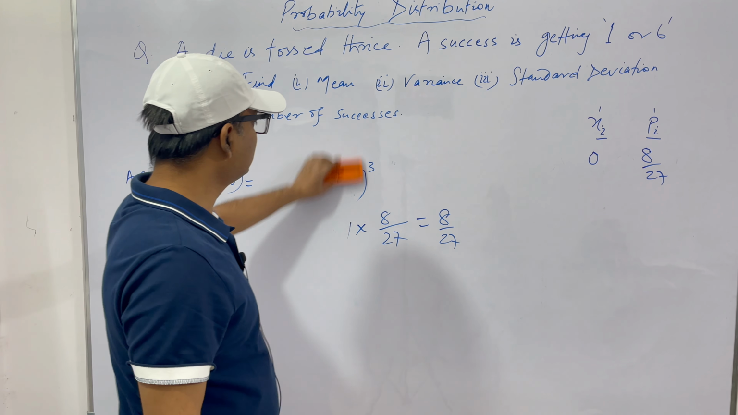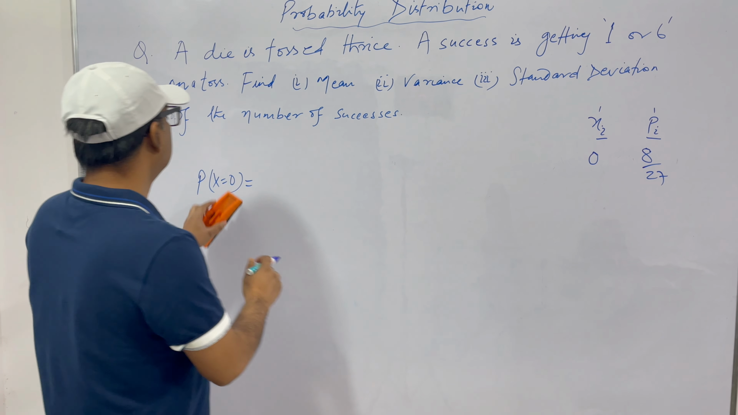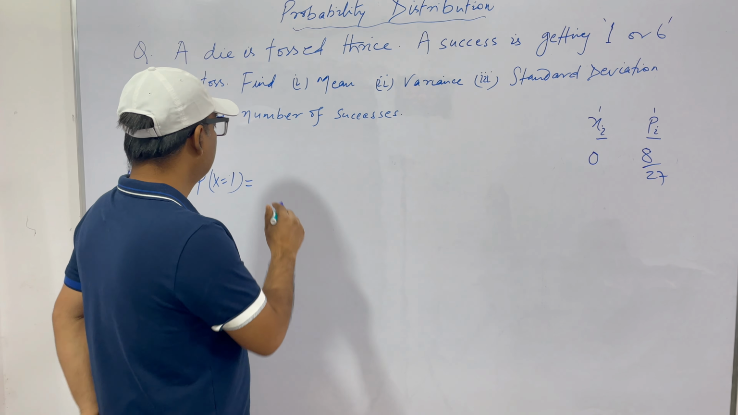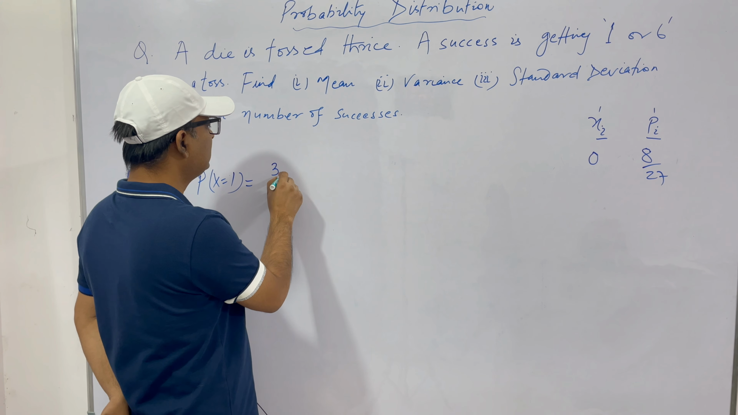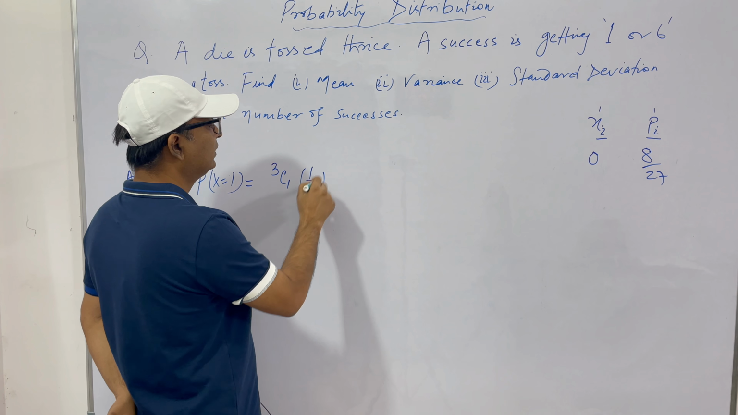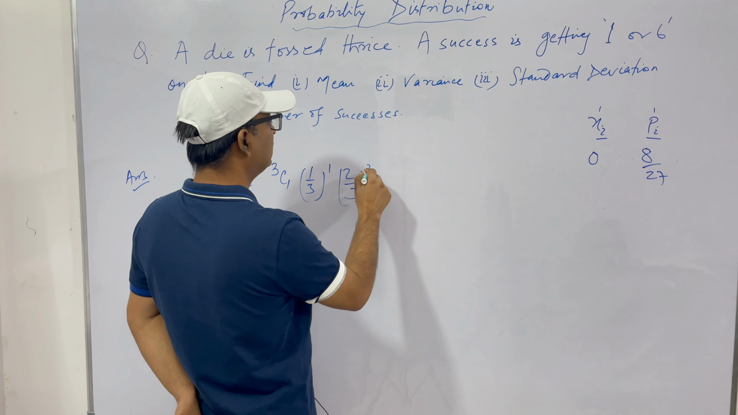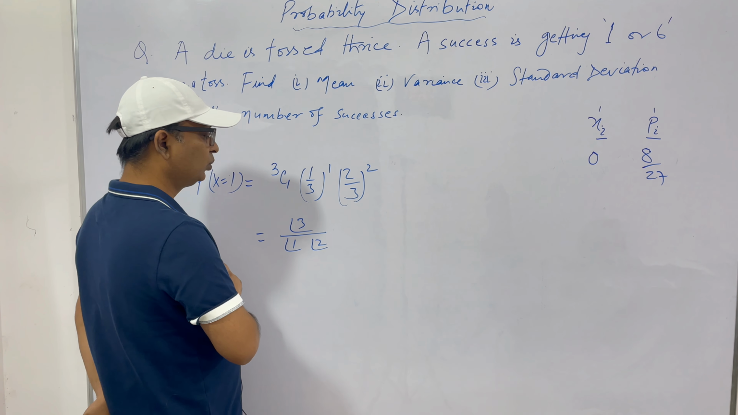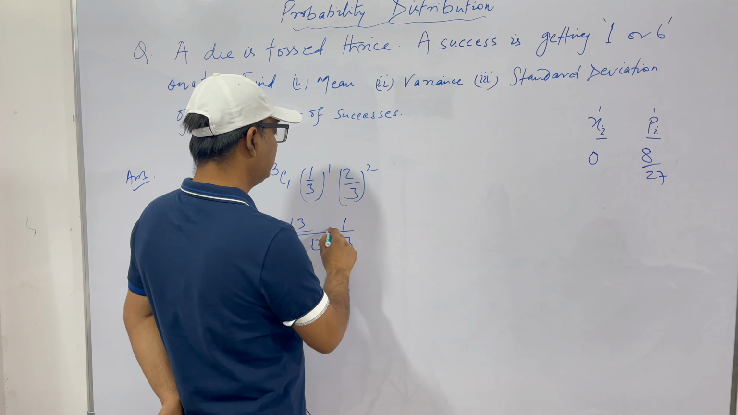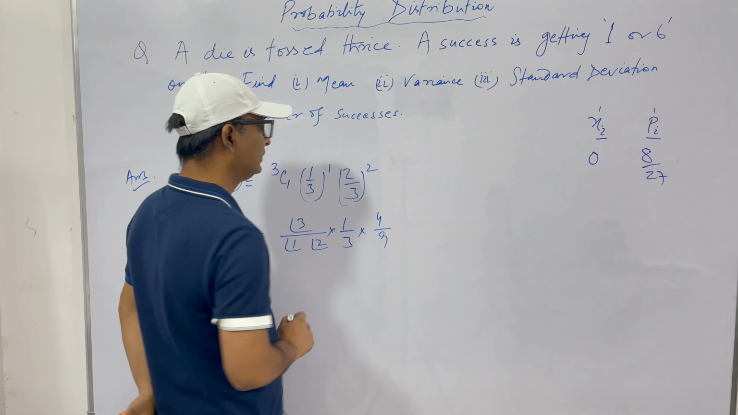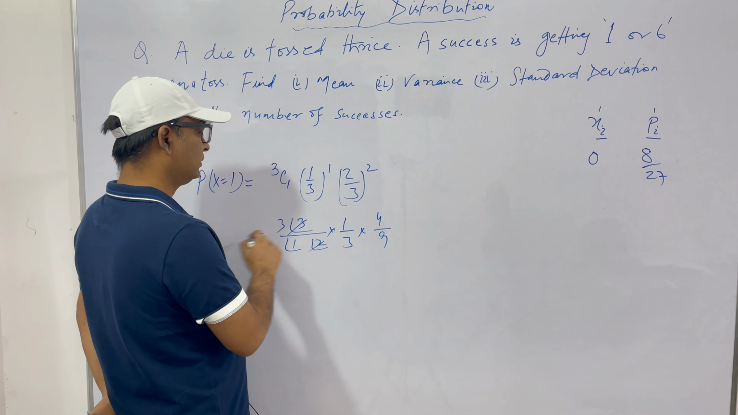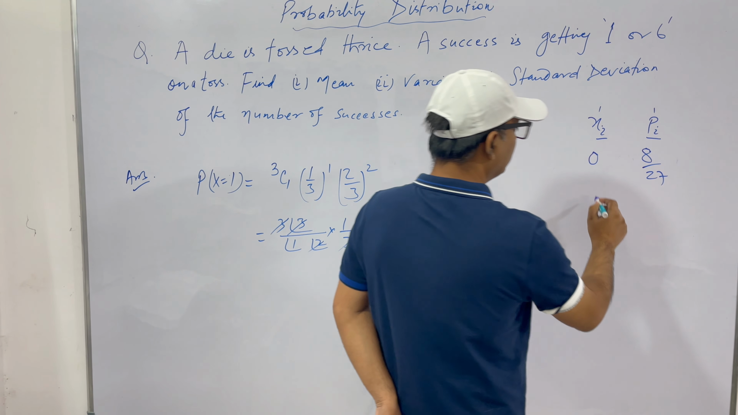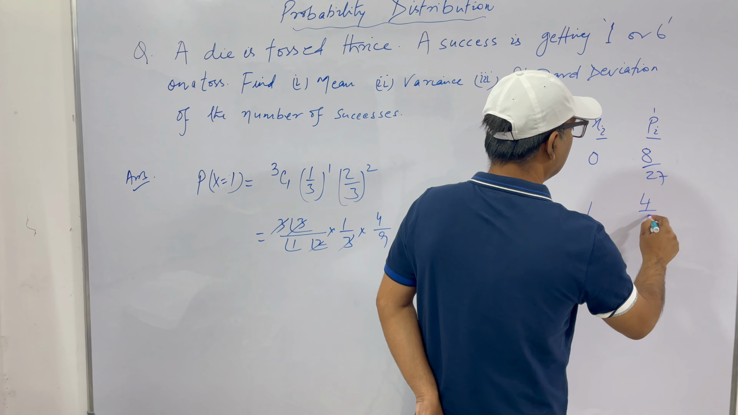Second, let's calculate it for 1. That is, out of 3, we have a success at least 1 time. That is 3C1, (1/3)^1, (2/3)^2. So this is factorial 3 over factorial 1, factorial 2. Okay? 1 by 3, 4 by 9. This is 3. Then 3 cancels. So this is 4 by 9. So for xi equal to 1, this is 4 by 9.